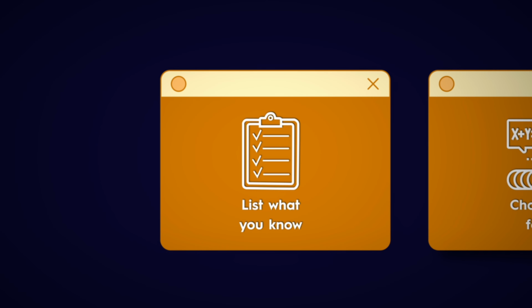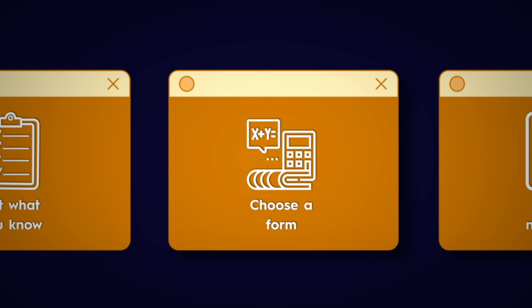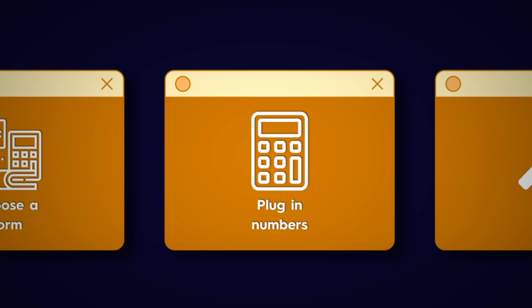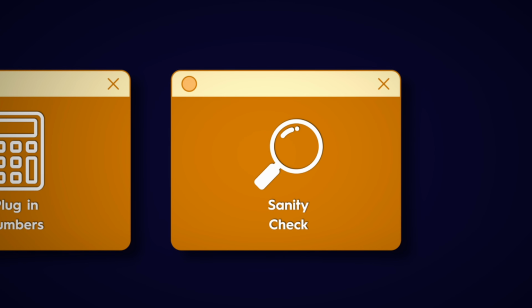First, list what you know. Second, choose the differential form, the integrated form, or the half-life form. Third, plug in numbers carefully. Fourth, sanity check that the amount decreases and that the timescale matches the half-life.